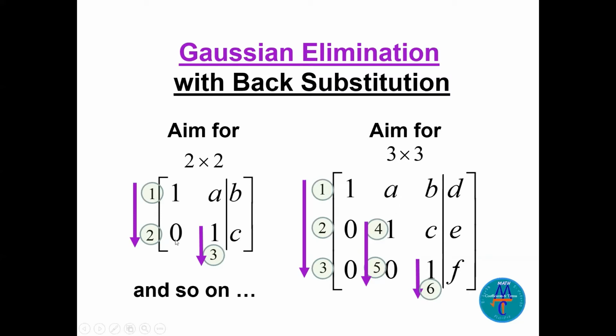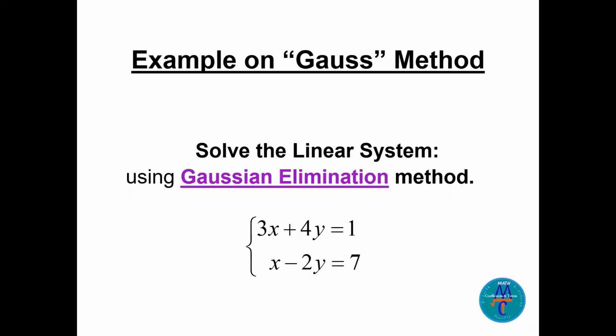And these numbers, 1, 2, 3, these are the steps. This is step 1, this is step 2, this is step 3. I will show you now an example. And if you have 3 by 3, you go 1, 2, 3, and then you go to this one, 4, 5, and 6. Let's look at this example on Gauss method.